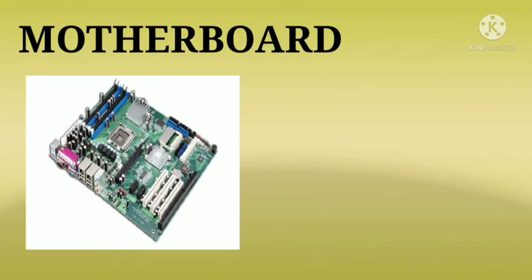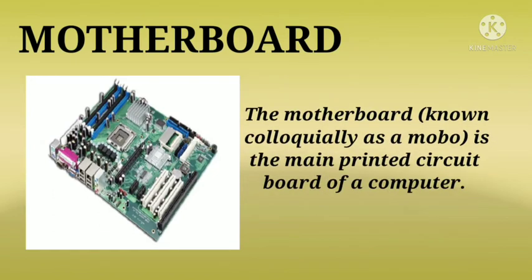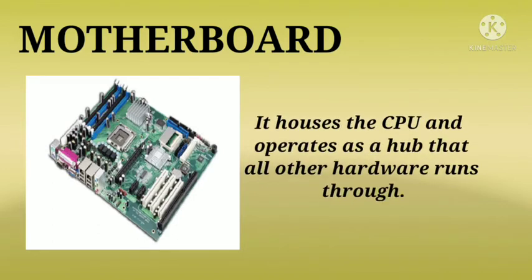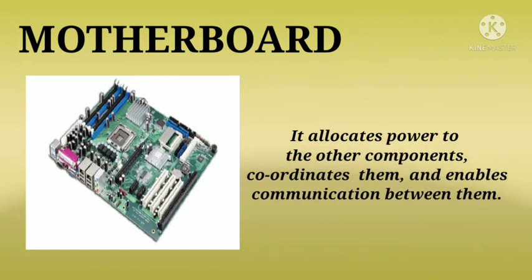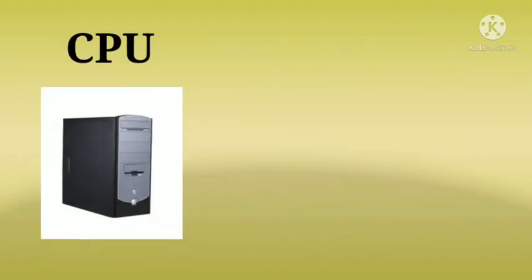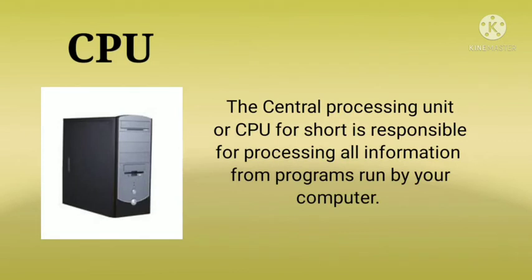What is a motherboard? The motherboard, known colloquially as a MOBO, is the main printed circuit board of a computer. It houses the CPU and operates as a hub that all other hardware runs through. It allocates power to the other components, coordinates them, and enables communication between them. What is the CPU? The Central Processing Unit, or CPU for short, is responsible for processing all information from programs run by your computer.